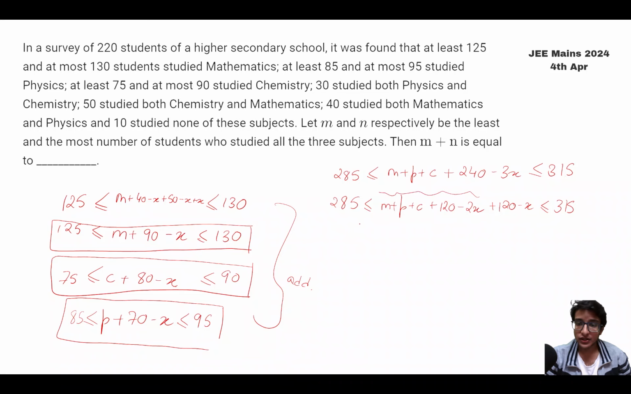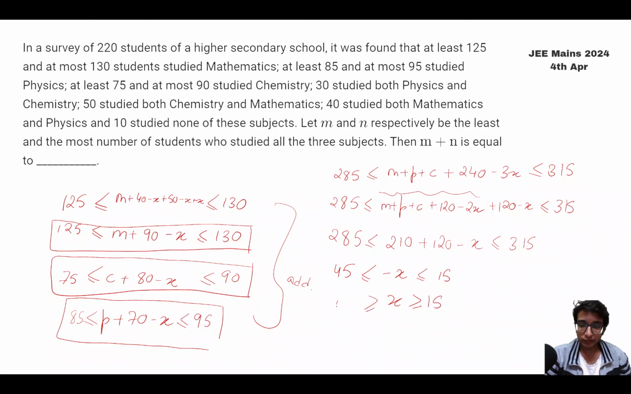Now this entire portion, this value, we know that it is 210. So this would become 285 less than equals to 210 plus 120 minus x is less than equals to 315. So from here, what are we getting? This would become 210 plus 120. This would become 330. If I take 330 both sides, this would become 45 less than equals to minus x less than equals to 15. And from here, if I remove the minus sign, my sign of inequality would change. I hope you all have studied this thing. So this would become 15, 45. So this is the range of x that I'm getting.